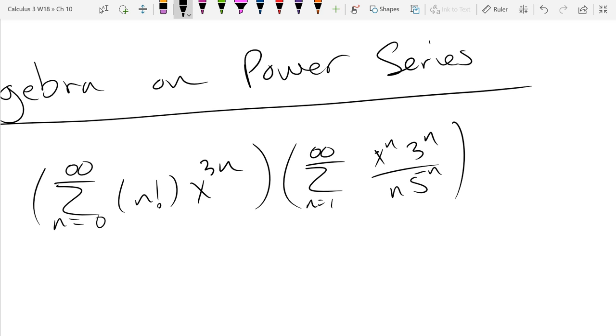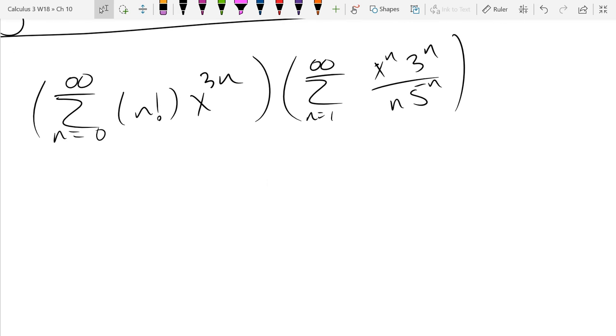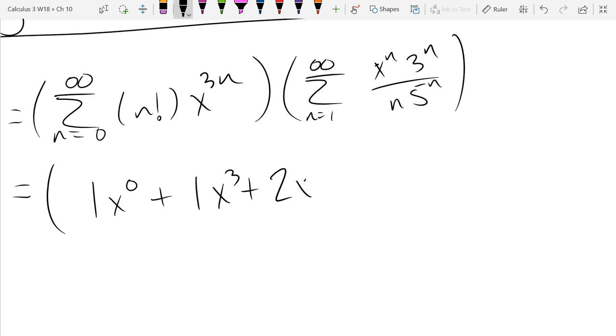All right. So let's multiply these power series out. I'm going to write the first couple terms and then just a dot, dot, dot after that. So on the left series, our first term will be, remember, 0 factorial is 1. So it's going to be 1x to the 0 plus 1 factorial is 1x cubed. 2 factorial is 2x to the 6th. 3 factorial is 6x to the 9th. Now I'm just going to write plus dot, dot, dot.